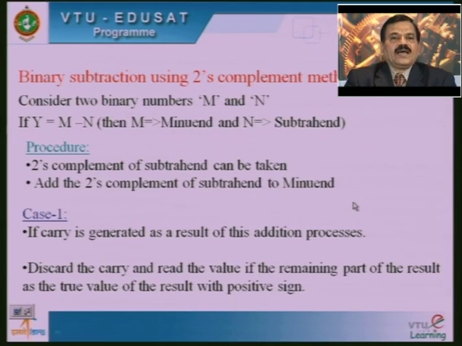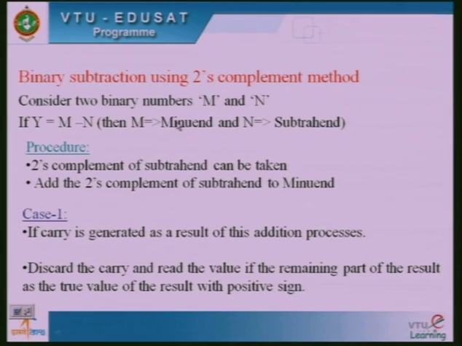Next, binary subtraction using the 2's complement method. Consider two binary numbers m and n. If y is equal to m minus n, here m is considered as minuend and n is considered as subtrahend. First, the procedure. The procedure is, the 2's complement of the subtrahend is taken and the 2's complement of the subtrahend is added to the minuend. Once again after doing this, we may come across two cases.